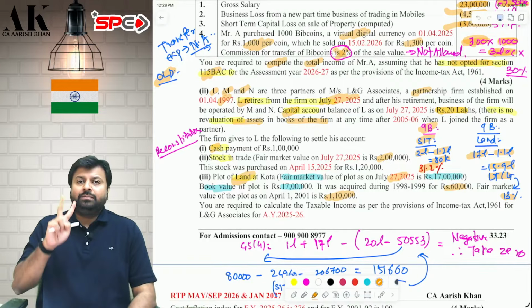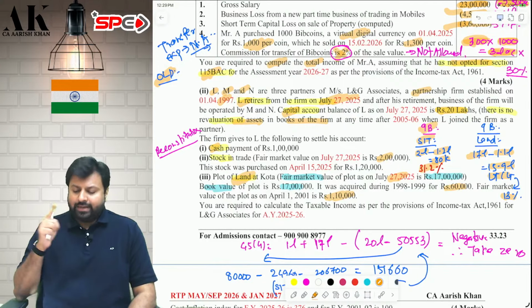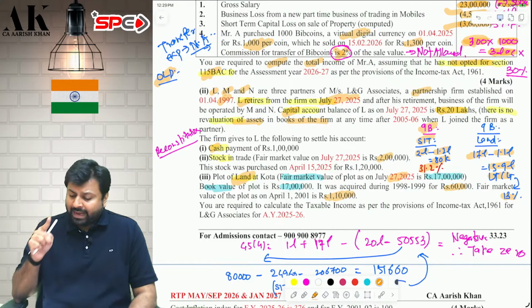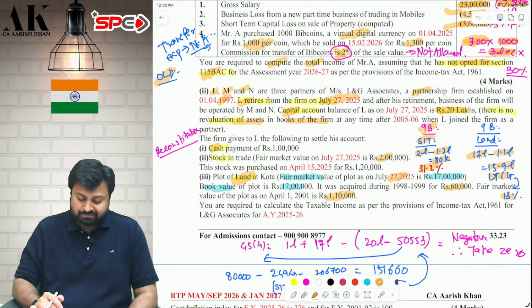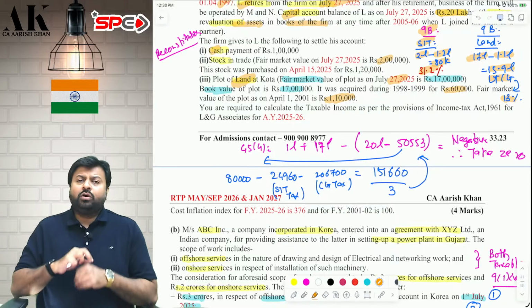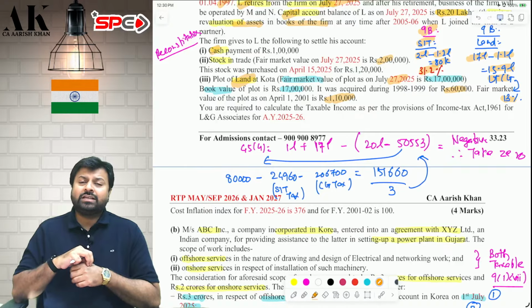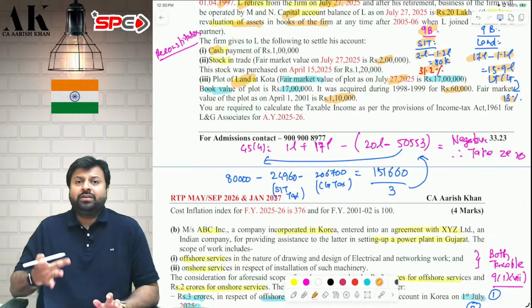9B is over. Under 9B, there are 2 taxes they have to pay. Stock in trade, 80,000 into 31.2%. Capital gains, 15.9 lakhs into 13%. Now we will come to what? 45.4. What is 45.4? 45.4 is nothing but A is equal to B plus C minus D. That is section 45 for capital gains.